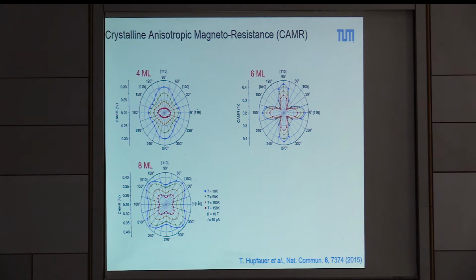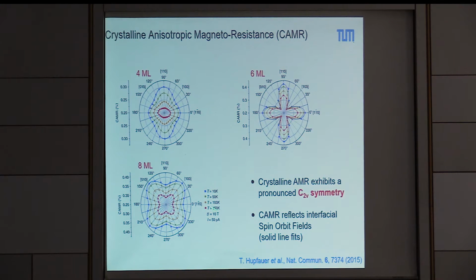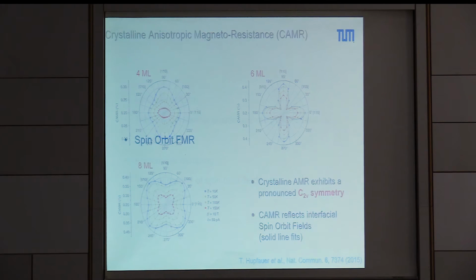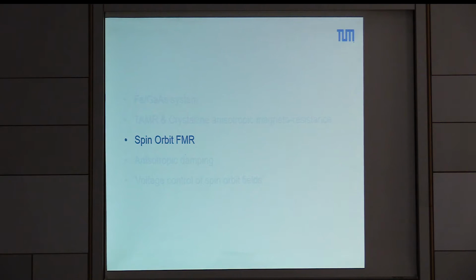And if you go to 8 monolayers, the C2V symmetry disappears. So it's an interfacial effect. It comes from this anisotropic charge density at the interface. And this is in fact temperature dependent, so this is also interesting. So the C2V symmetry changes as a function of temperature here. But I don't want to talk about this one. So we see this C2V symmetry, and again it reflects the interfacial spin-orbit fields.